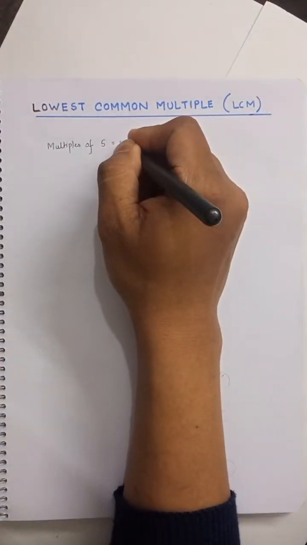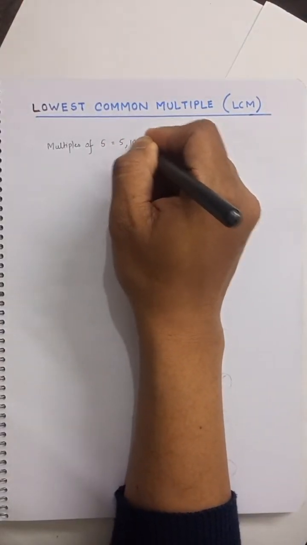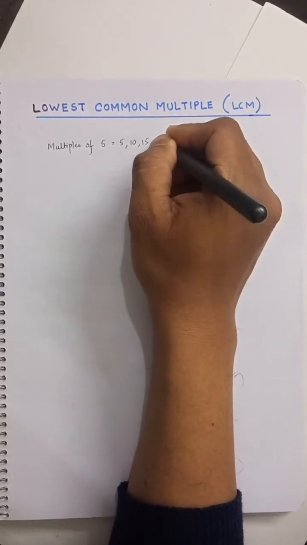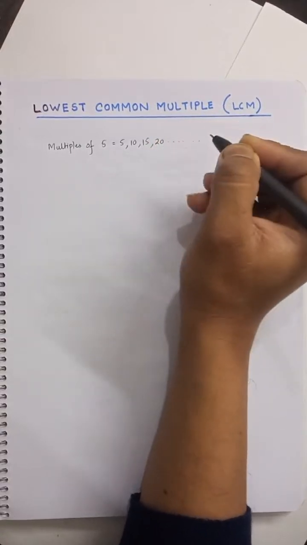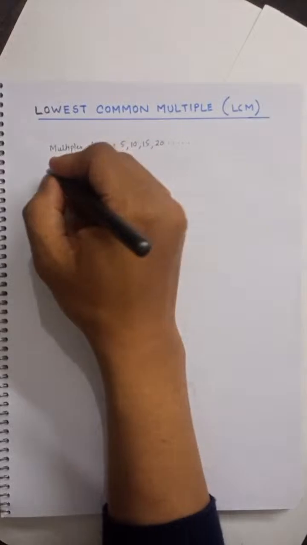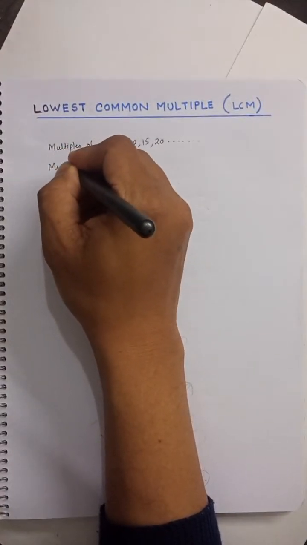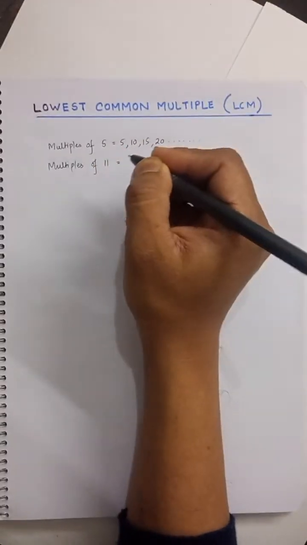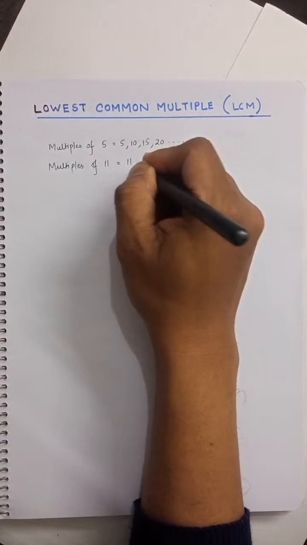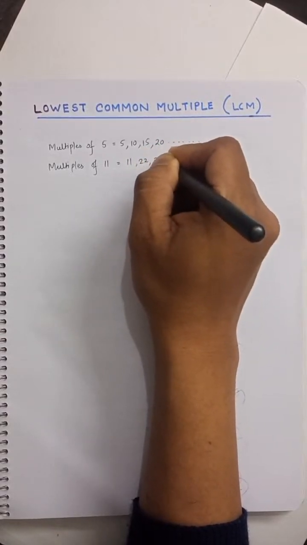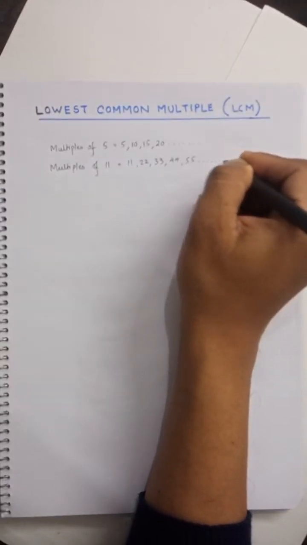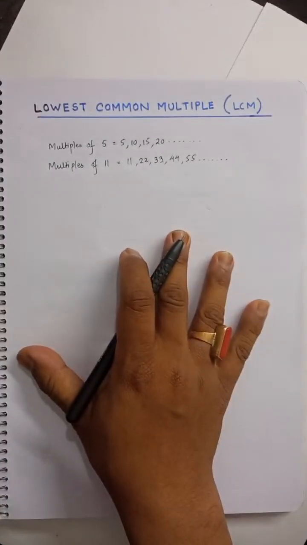So 5 into 1 is 5, 5 into 2 is 10, 5 into 3 is 15, 5 into 4 is 20, and so on. Okay, if I am to write multiples of 11, I am just randomly picking up numbers. So multiples of 11 can be 11, 22, 33, 44, 55, and so on. Okay, so this is how we write multiples.